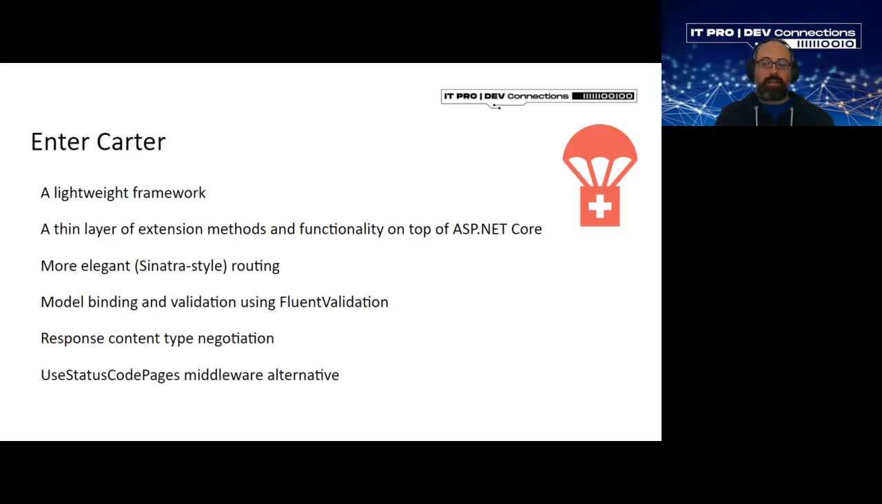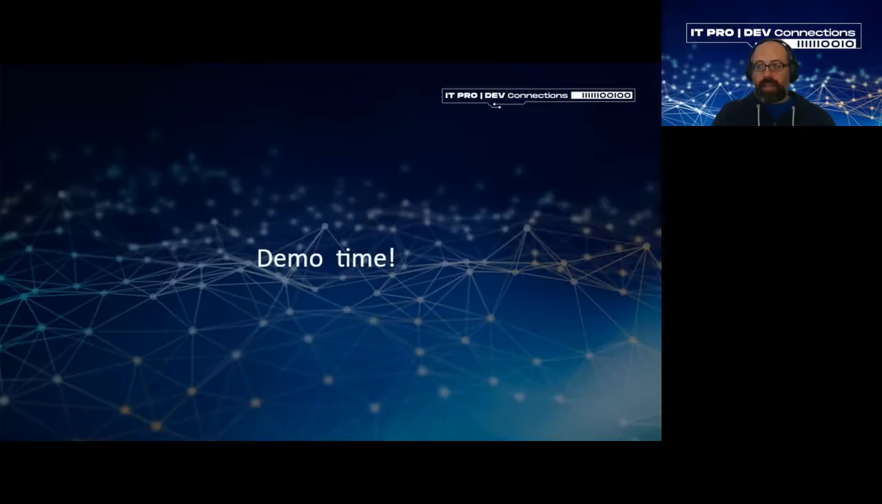It provides model binding and easy validation using the Fluent validation library, and can provide some custom or more advanced, let's say, things like response content negotiation and alternatives for middleware like the use status code pages that we have in ASP.NET Core. So I don't want to bog it down with a lot of slides. I'd prefer to move on to the demo.